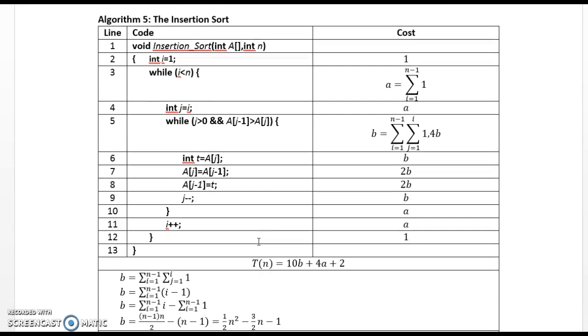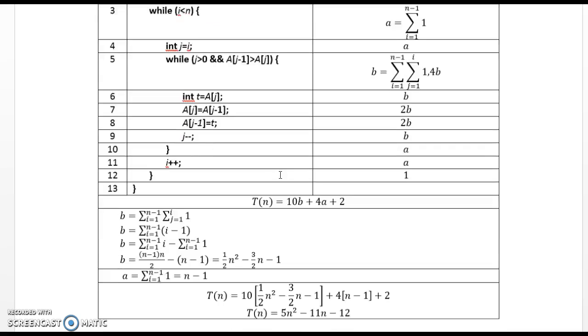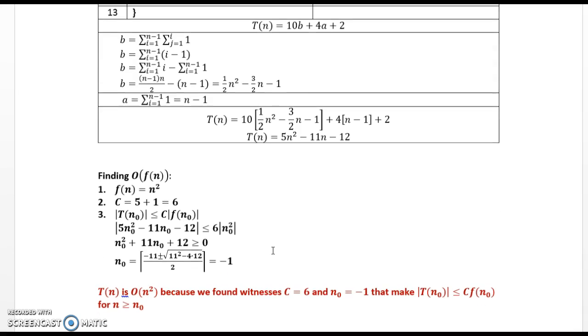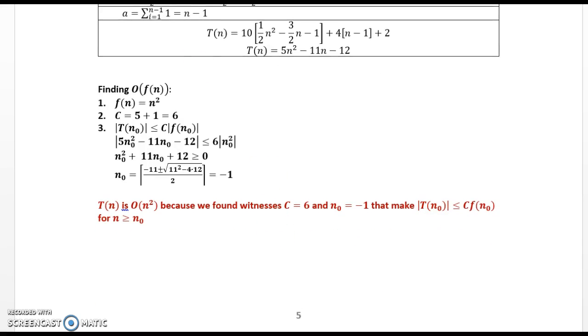Insertion sort is another sort that has poor performance characteristics. We insert elements in their proper order, and we eventually find that T of n is 5n squared minus 11n minus 12, and that T of n is O of n squared, the same as bubble sort. And that concludes our lecture.